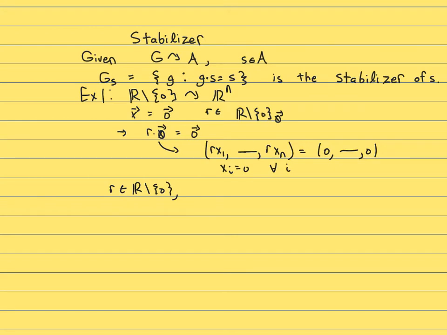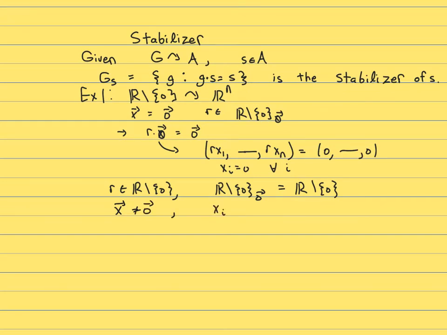And so in this case, the stabilizer is actually equal to all non-zero real numbers. Note the reason why we can't include 0 is because we're working with the non-zero real numbers under multiplication as a group. You can't include 0 in that set because then it's no longer a group, because 0 doesn't have an inverse. Now let's suppose x is not 0, the all zero vector.